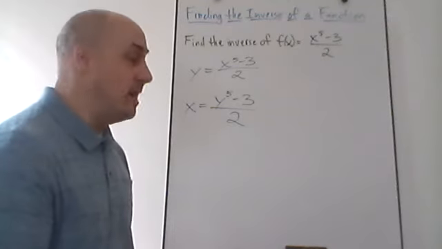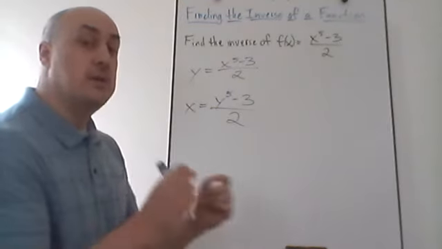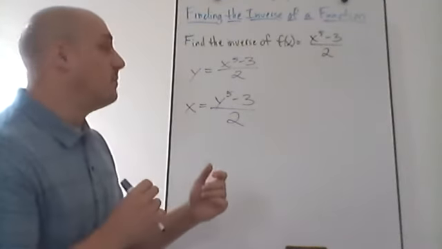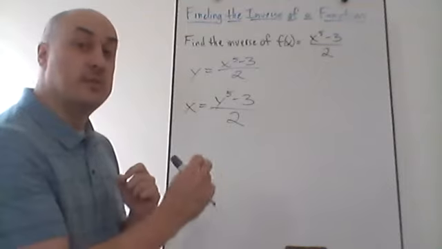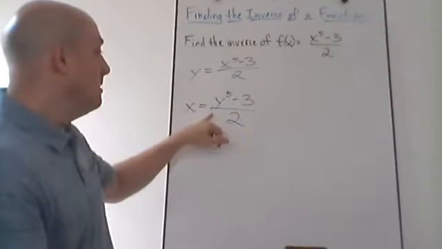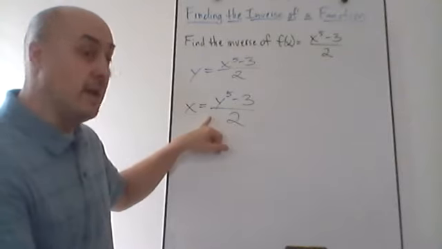And again, the reason we do that is because inverse functions switch your inputs and outputs. They do the opposite of what the original function does. And so if we need to find the inverse, we switch the inputs and outputs. We switch the x and the y. And so that's my second step. That's my key step there.